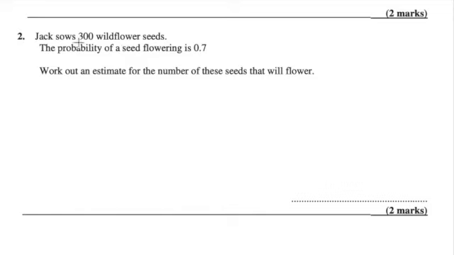This one's pretty much the same as the last one, seeing if you're able to do it before I go through it. But it says Jack sows 300 wildflower seeds. The probability of a seed flowering is 0.7. Work out the number of these seeds that will flower. So because Jack sows 300 wildflower seeds, it's 300 of them, and the probability that it will flower is 0.7. So you do 300 times 0.7, because it wants to find out how many will flower, and it will flower 0.7 out of 1 times. So it's 300 times 0.7. Put that in a calculator, 210.